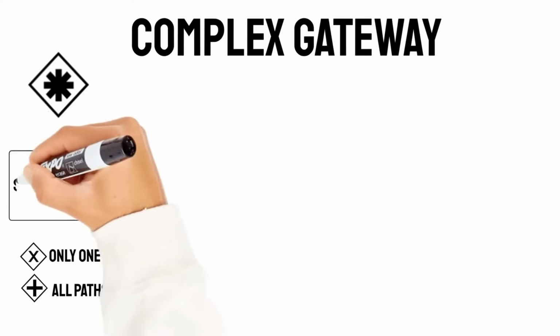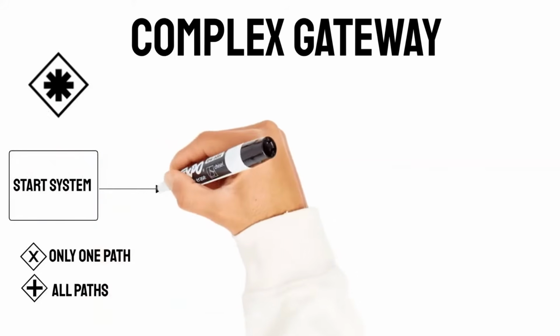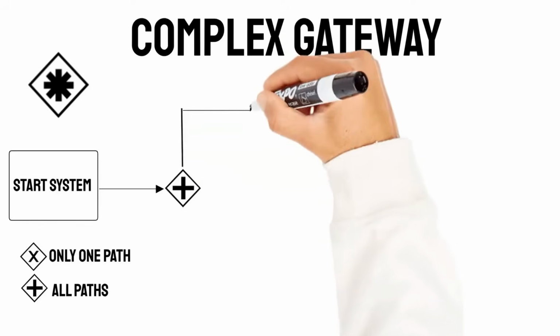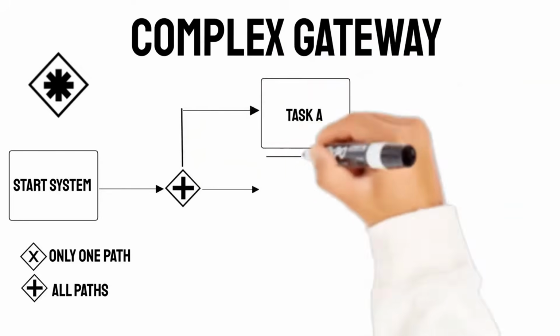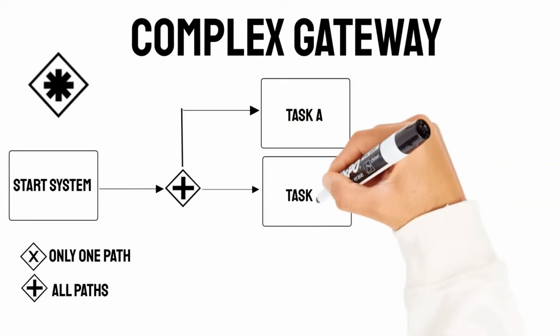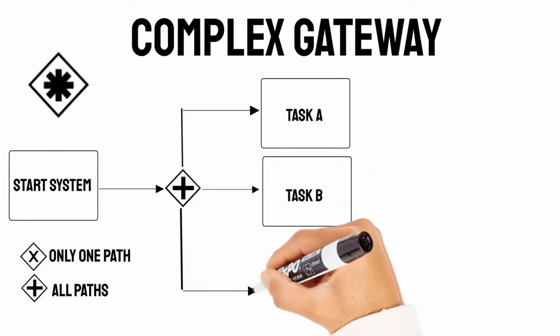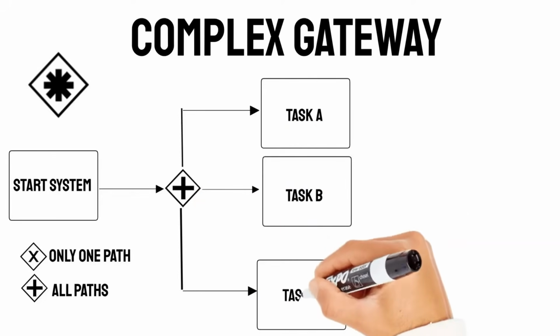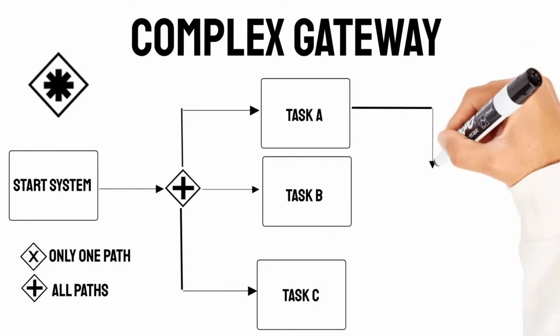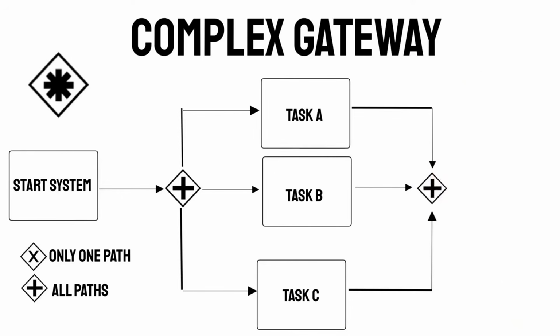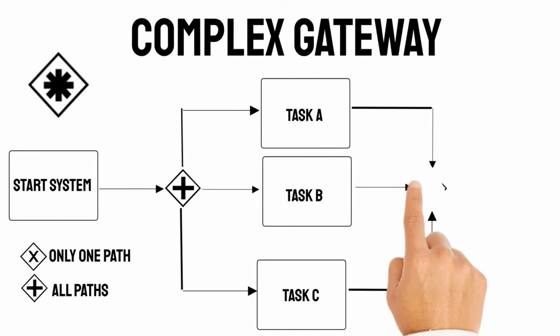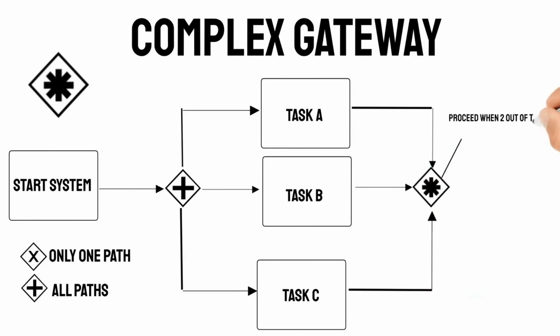Let me make an example here. Let's say we start a computer system. This system would now do some tasks in parallel. For now, let's call these tasks task A, B, and C. When we would use the parallel gateway, then the next steps would only be conducted when all three tasks are done. But let's say we already want to do another task as soon as 2 out of the 3 tasks are done. This is how we can use a complex BPMN gateway.